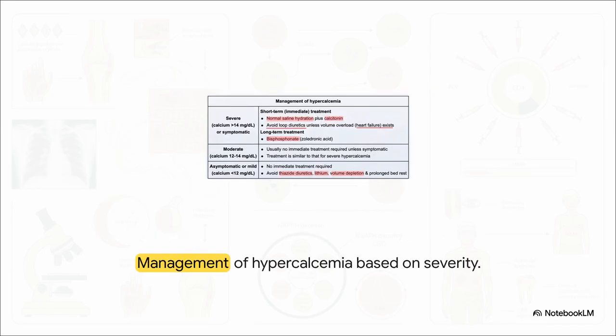Your management branches are directly tied to severity. For severe cases, meaning calcium is over 14 milligrams per deciliter or the patient is symptomatic, your immediate next best step is aggressive normal saline hydration and calcitonin. Once they're stabilized, long-term management shifts to bisphosphonates, like zoledronic acid. Now, for mild, asymptomatic cases where calcium is under 12, they don't need immediate treatment, but you definitely want to avoid triggers like thiazide diuretics, lithium, and further volume depletion.